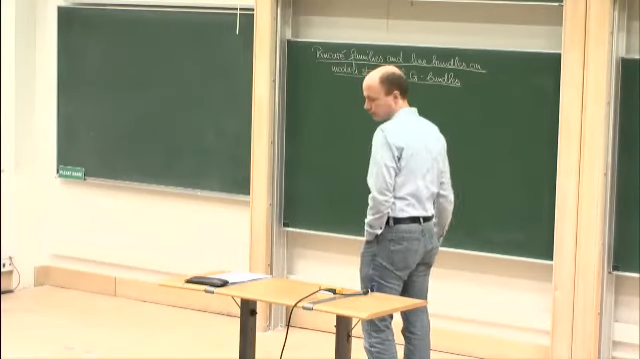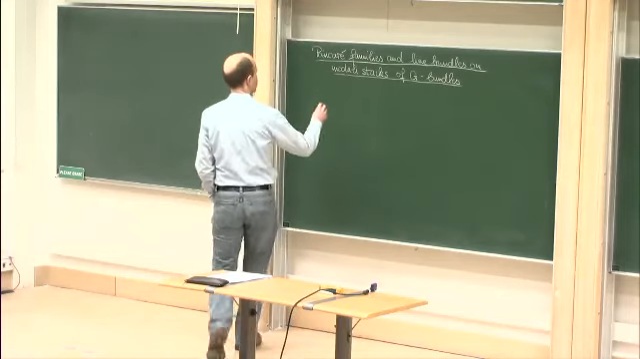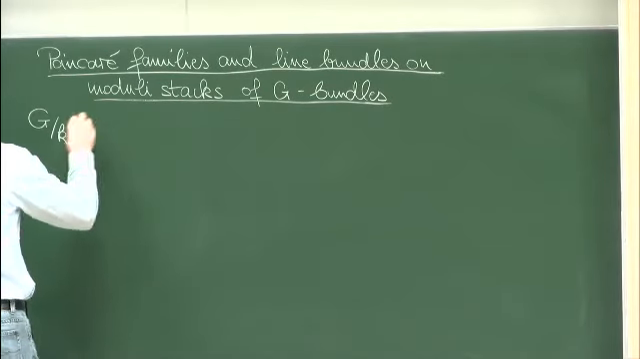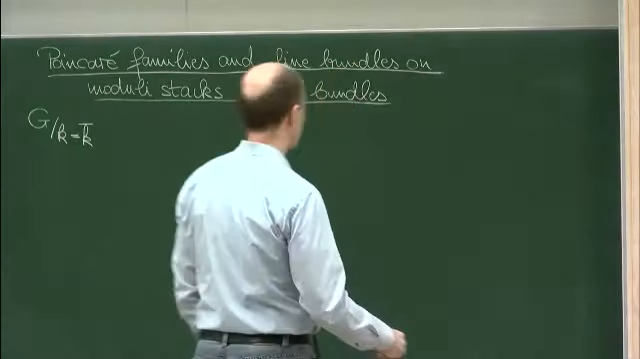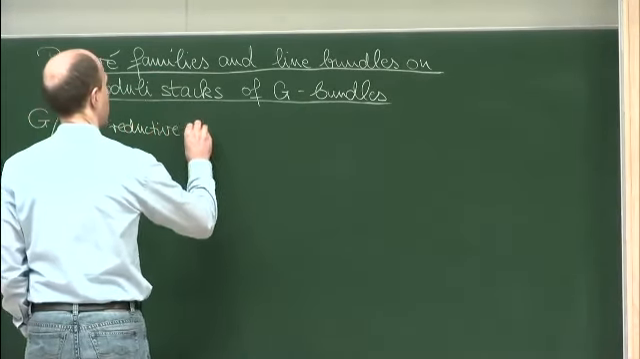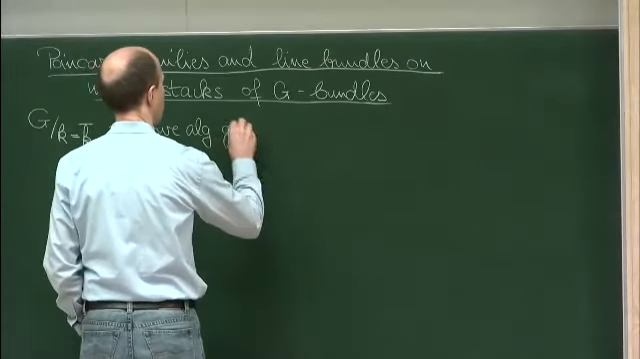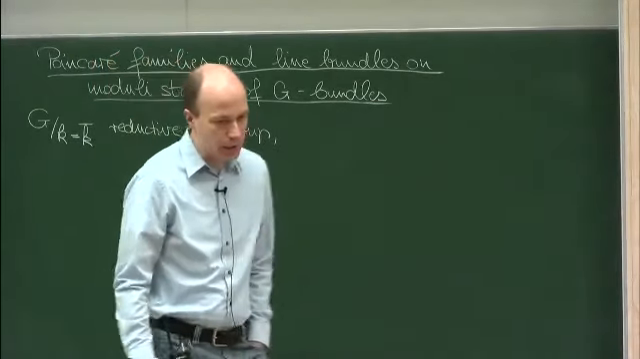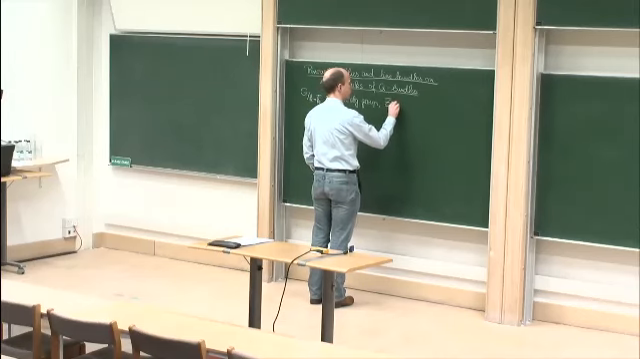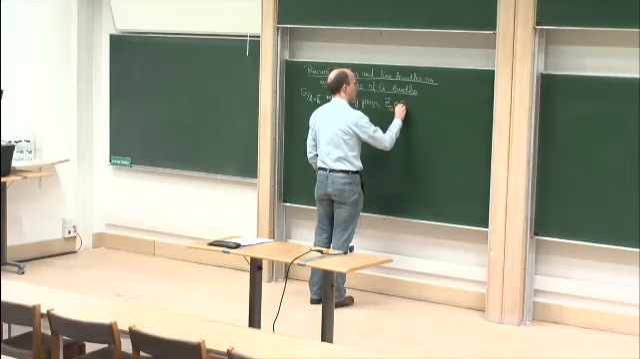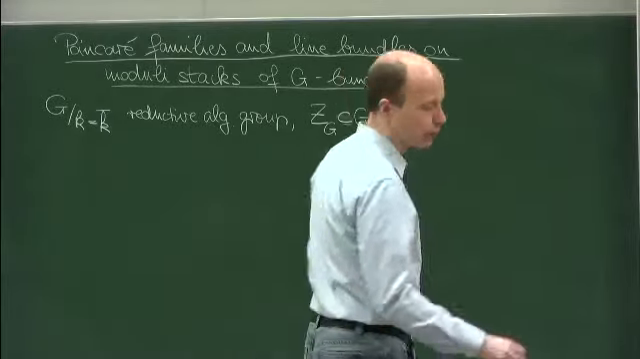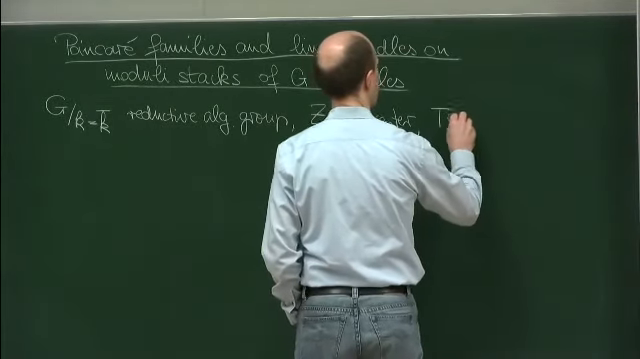So what I'll talk about is principal G bundles, where G over an algebraically closed field K is a reductive algebraic group, connected always. And I will use the center, which I'll denote by ZG. And I'll also choose a maximal torus, which will play some role, T, inside G.